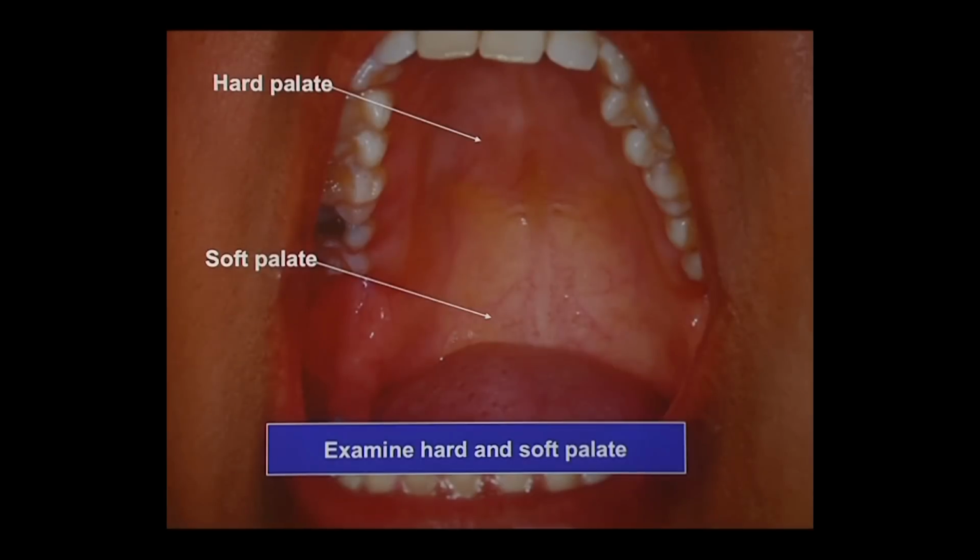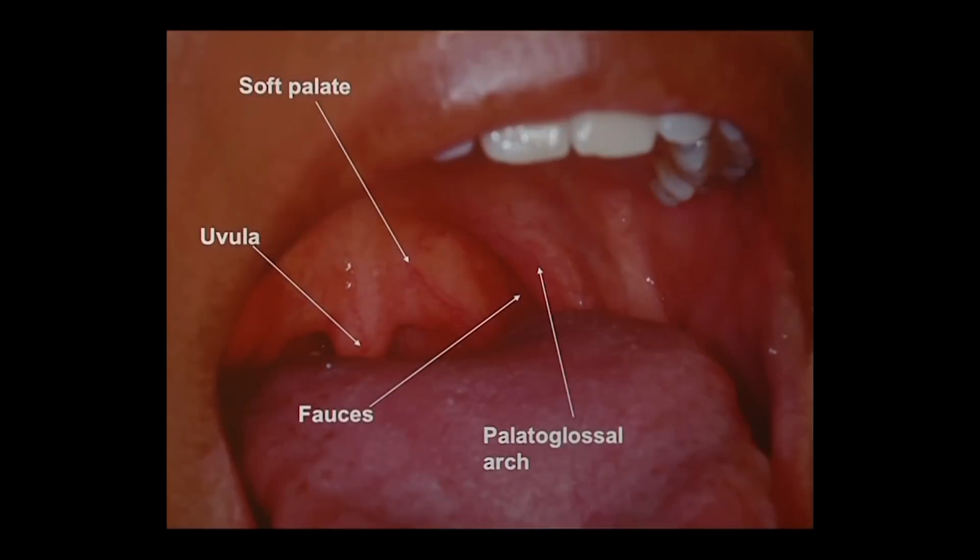Then we're going to look at the palate, and the roof of the mouth basically has a hard palate, which is tissue covering bone. And then in the back of your palate, if you say ah, you start seeing that part that's vibrating. That's the soft palate. And so we examine all these different parts of the palate. And at the middle of the soft palate, you'll see the uvula, and you'll also see the palatoglossal arch and the fauces.